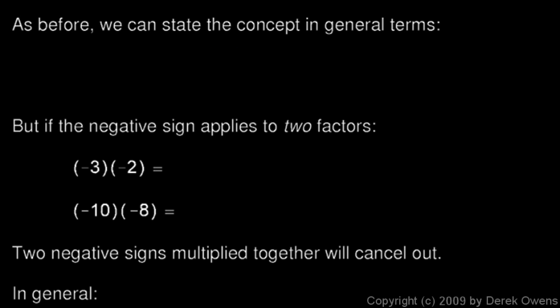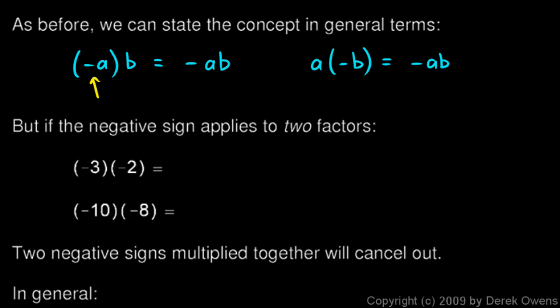And as before, we can state this concept in general terms. I'm going to write negative a times b, that's going to be the same as negative (a times b). Or we could also do this, a times negative b is equal to negative (a times b). If there's a negative sign applied to one of the factors, then we end up with those two things multiplied together and a negative sign applied to the answer.